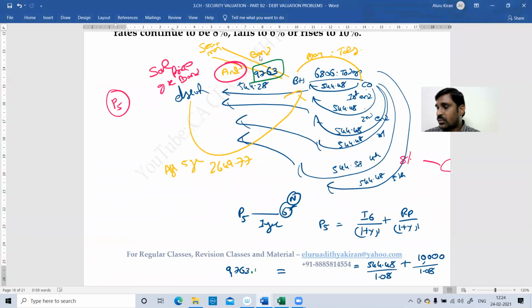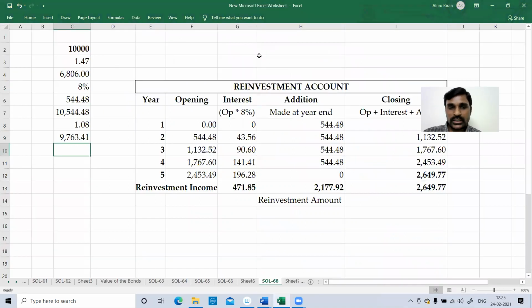9,763.41. And from reinvestment, he was receiving 2,649. Check whether this total will become 10,000 or not, because he has to meet his goal of 10,000. Check this: 9,763.41 plus 2,649.77.